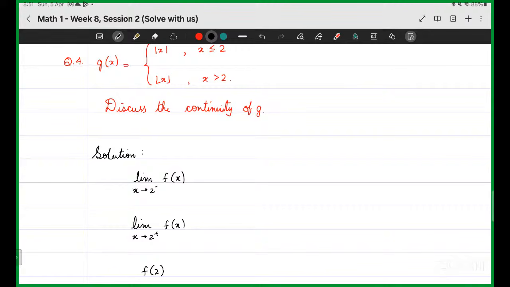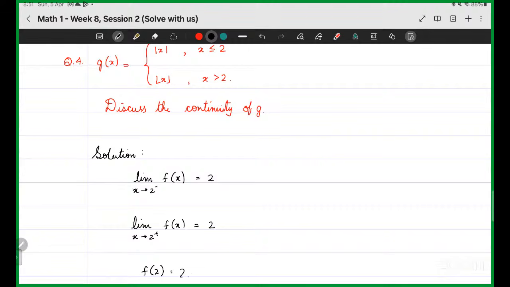Which is 1? First is 1. This is 1, this is 2, this is 2. Yes, I think all are 2. All are 2, sir, because at 2 you are approaching 2 from the left-hand side, so anyhow it is taking the positive value of 2.